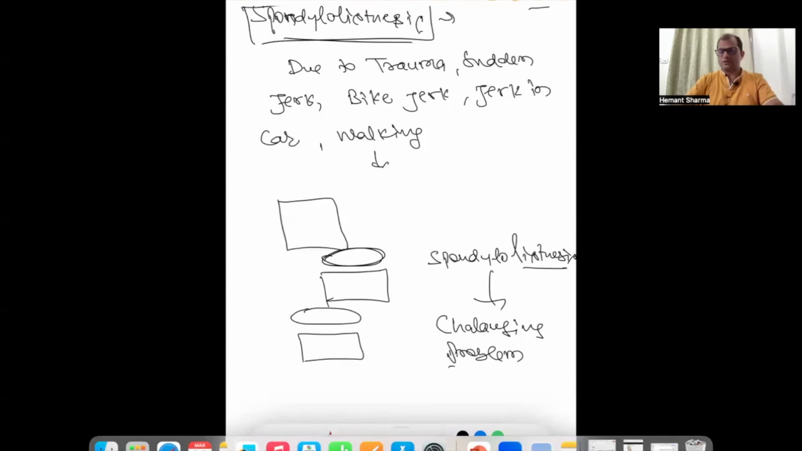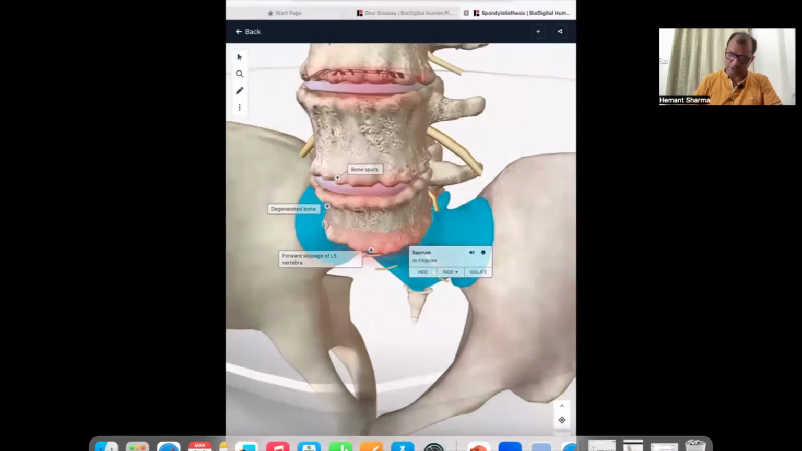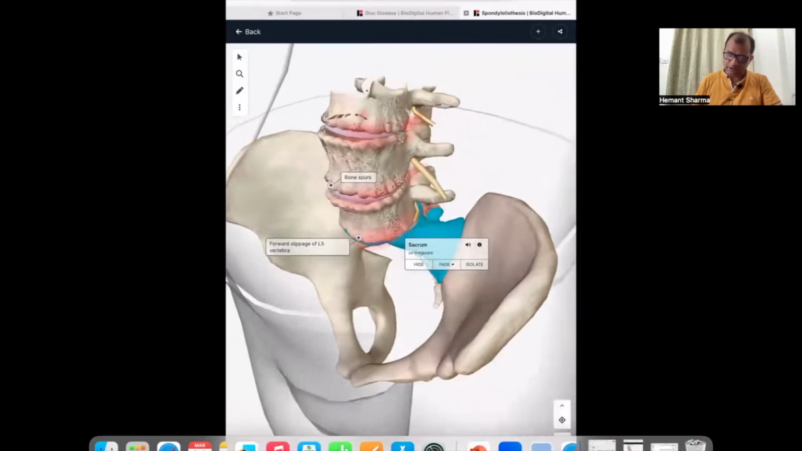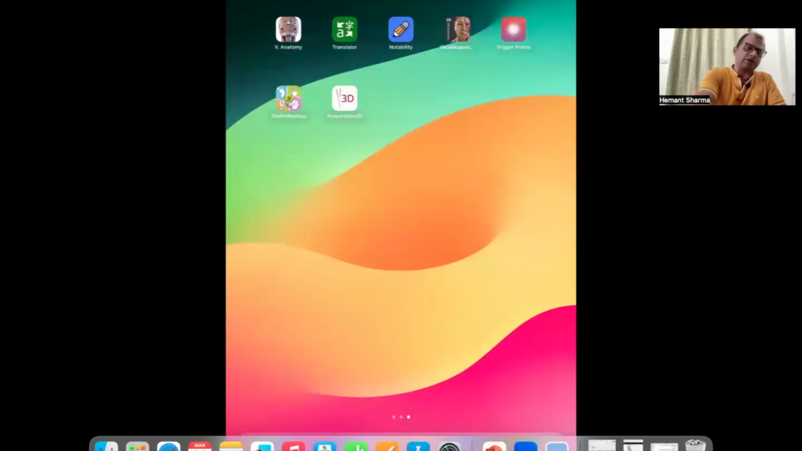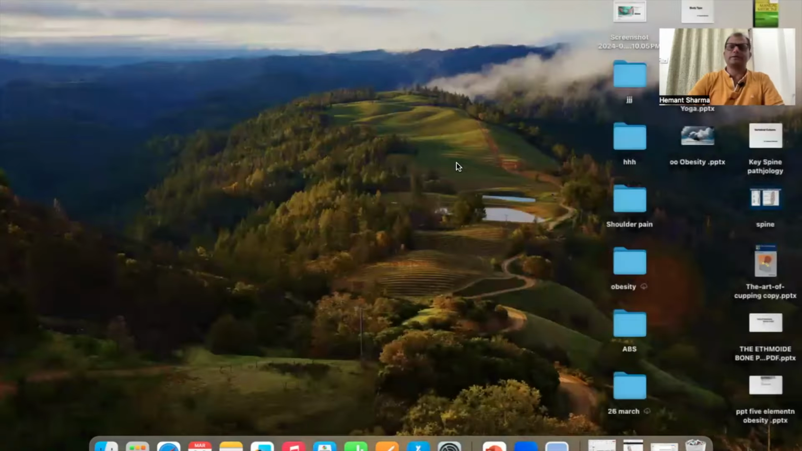Because lots of nerves are passing. We can see there are many nerves passing from here, and there will be compression of the nerve. So mastery in the spine means you have all the idea about this problem.